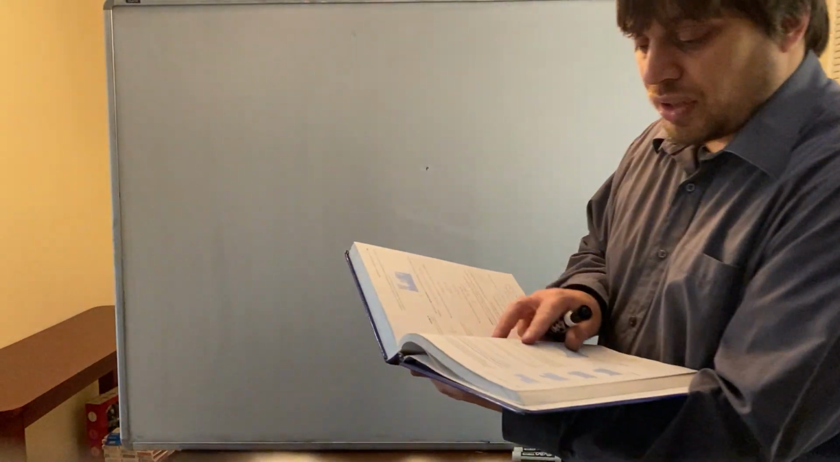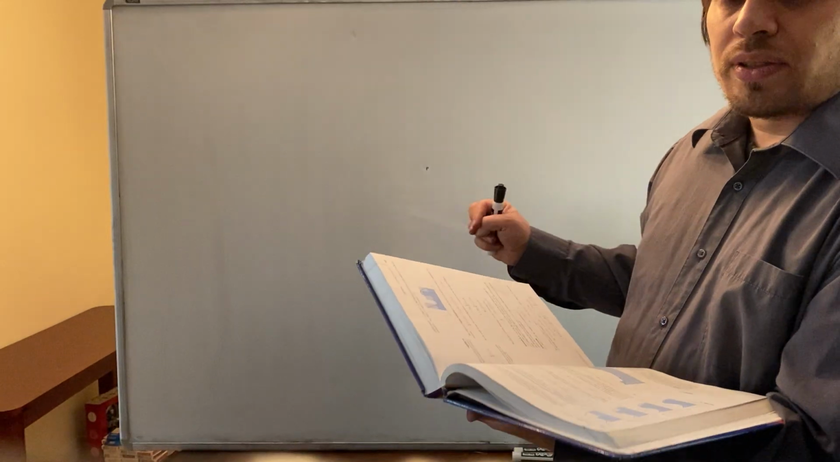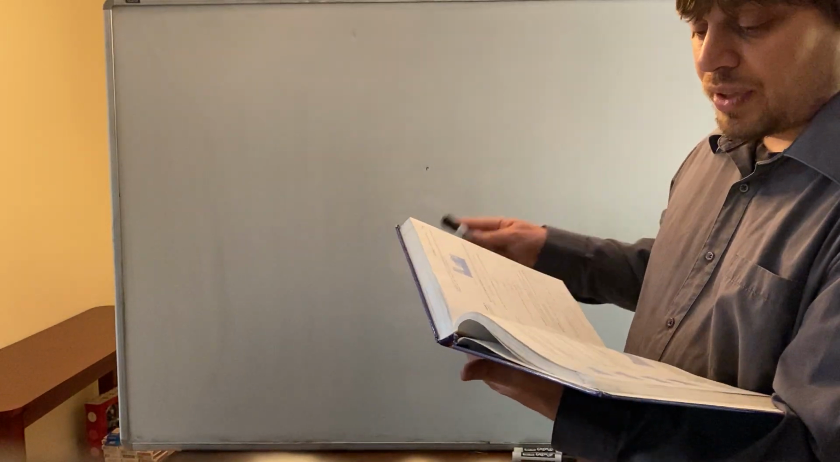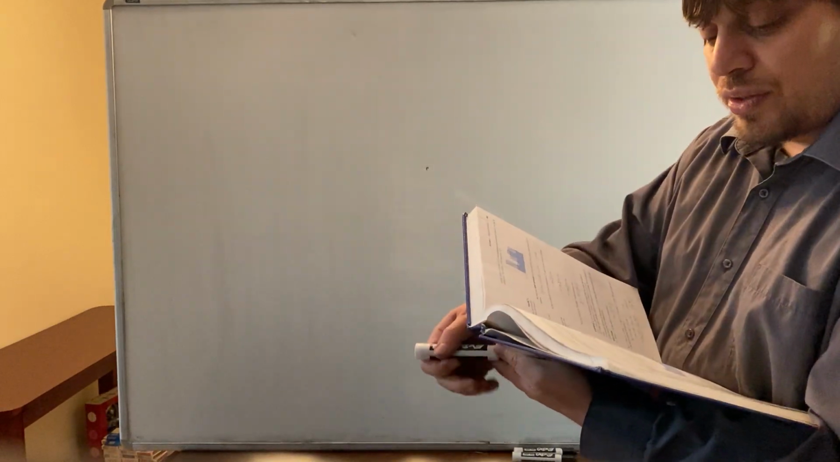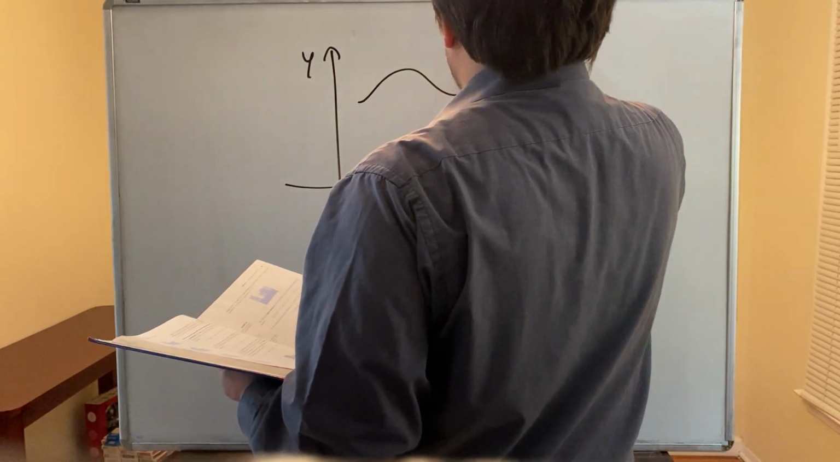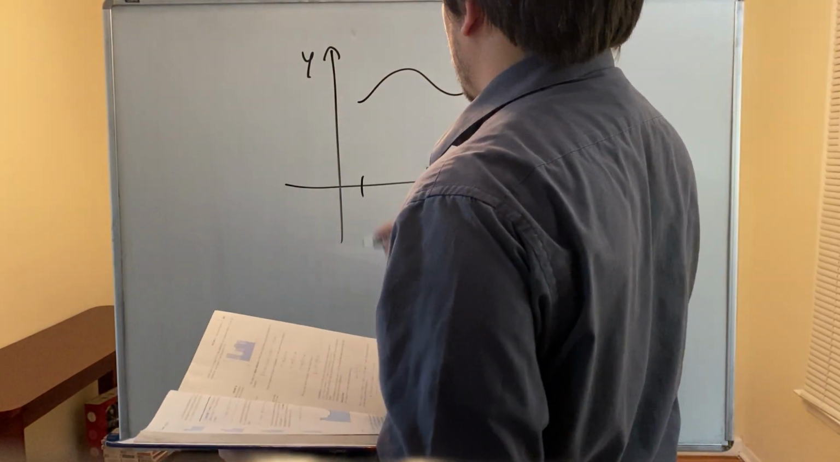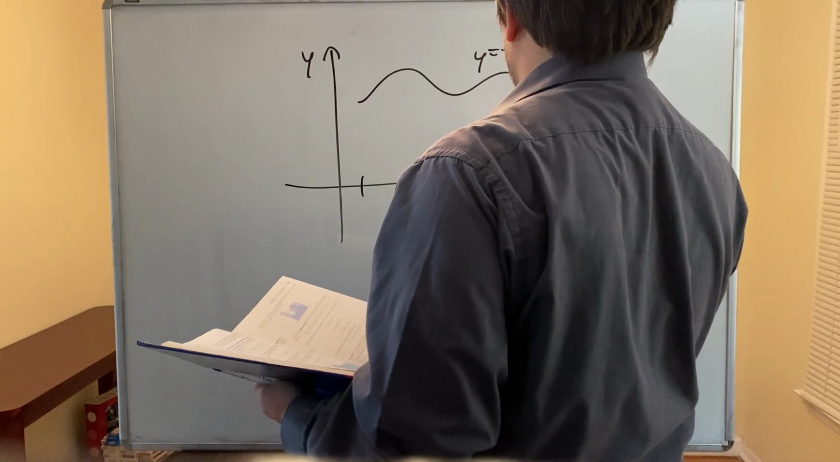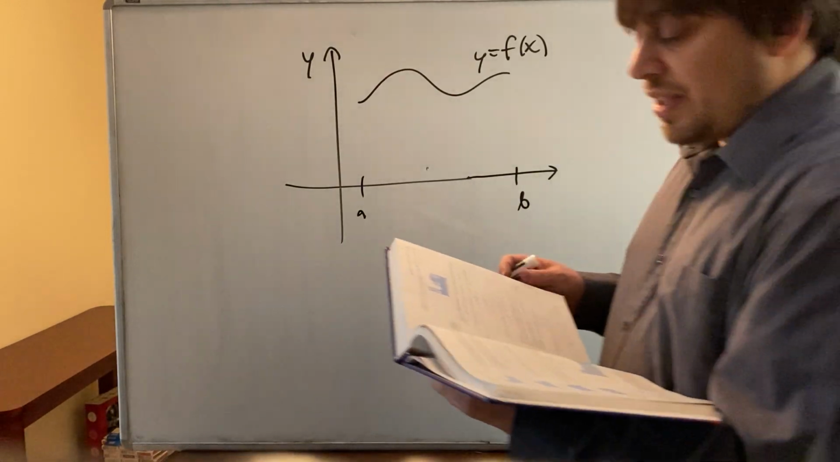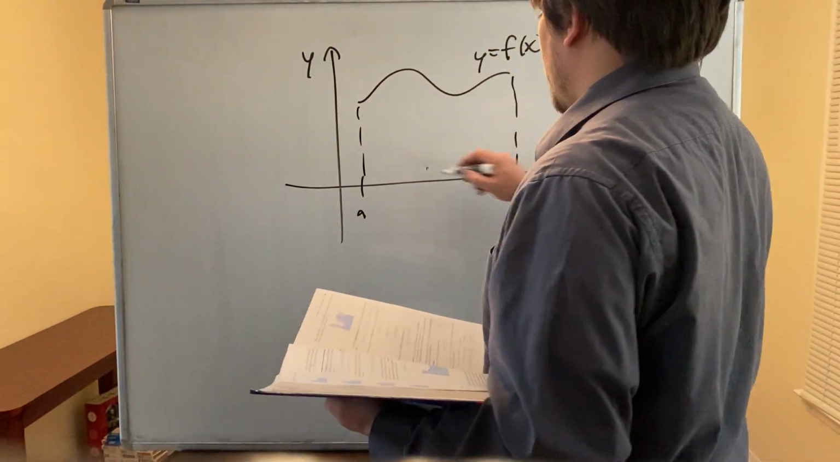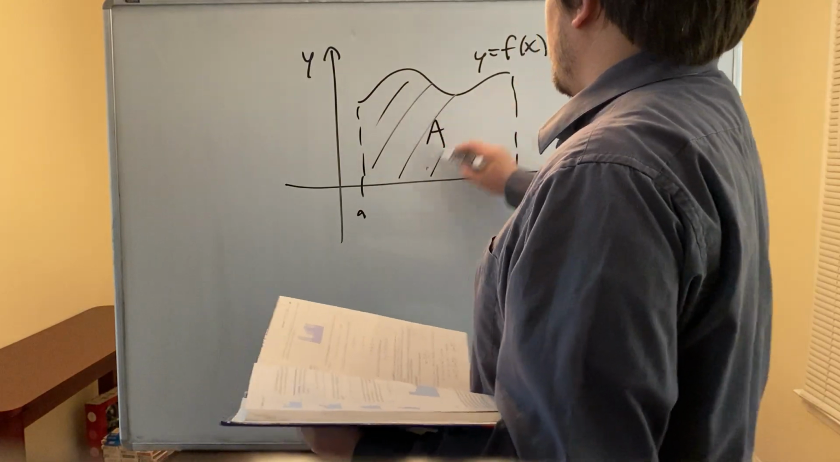Let's first look at page 204. There's definition 2. The area capital A of the region S that lies under the graph of the continuous function f: let's say you have an x-axis here, a y-axis here, and a continuous function f defined from a to b. Then the area A of the region underneath the curve is the area of this shaded region.